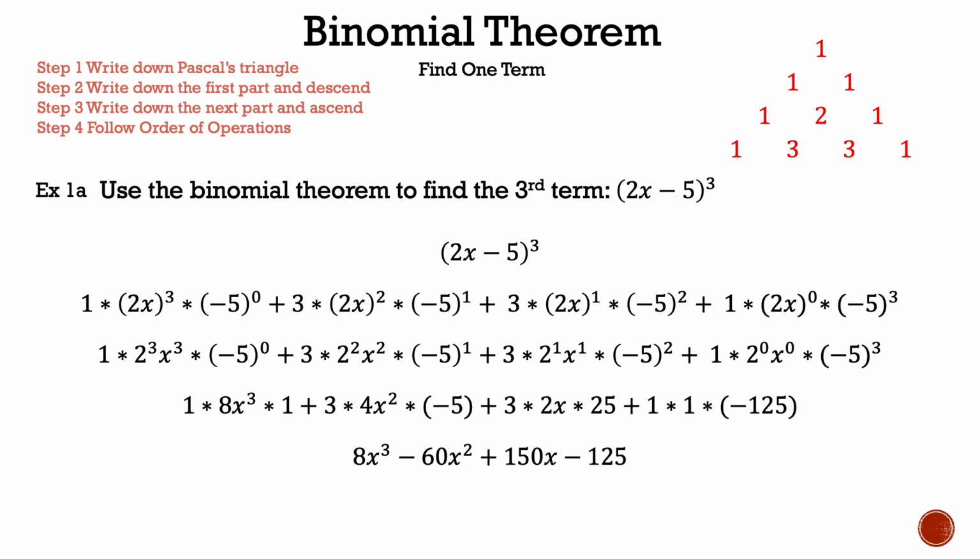So the expansion of the quantity of 2x minus 5 raised to the power of 3 is 8x cubed minus 60x squared plus 150x minus 125. Remember, we just want the third term, so our answer is 150x, and that is example 1a.